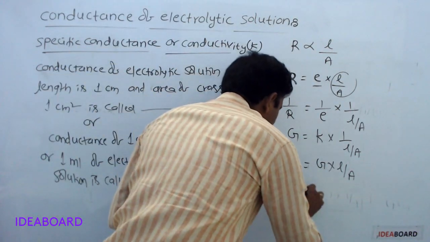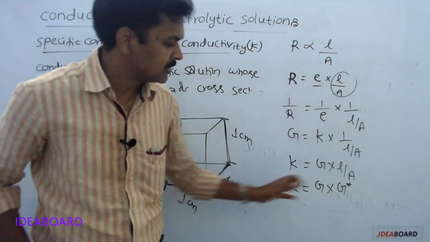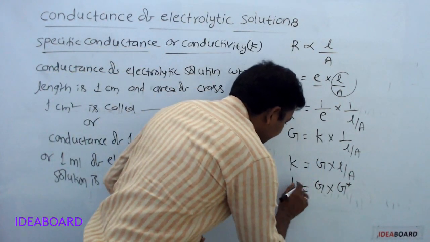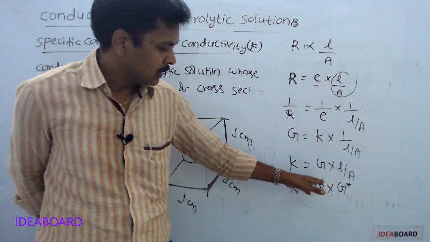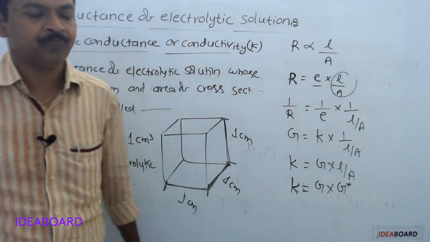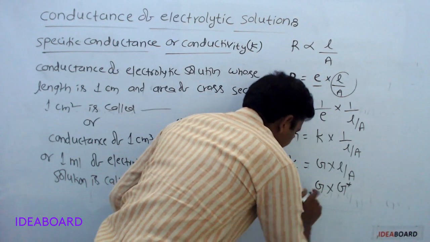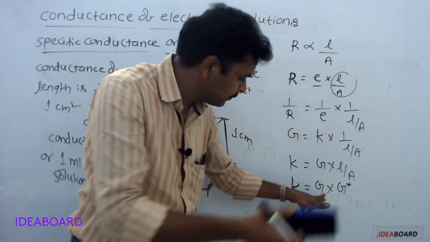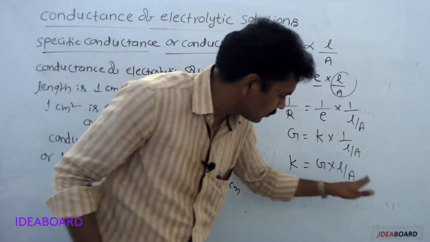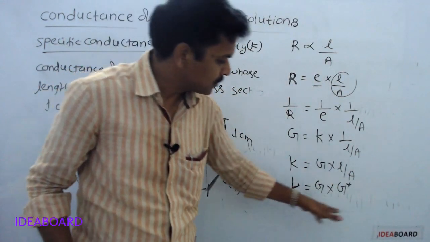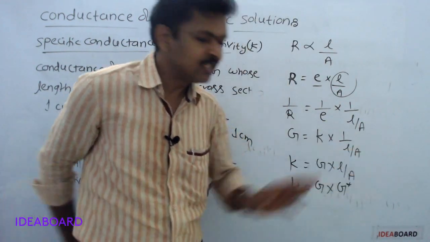So here we can write kappa is equal to G into G star. In which conductivity cell is conductance equal to specific conductance? If G star is equal to 1, which is nothing but L by A is equal to 1, then kappa is equal to G.